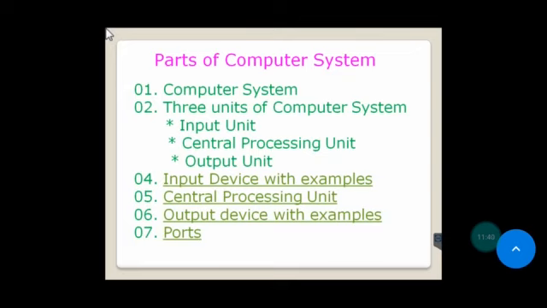Now students, we will be discussing parts of computer system. First one is computer system. Second, I will be discussing the three units of computer system, that is input, CPU and output unit. Third one, input device with example. Fourth one, central processing unit. Fifth, output device with examples, and the last one, ports. Now, computer system.